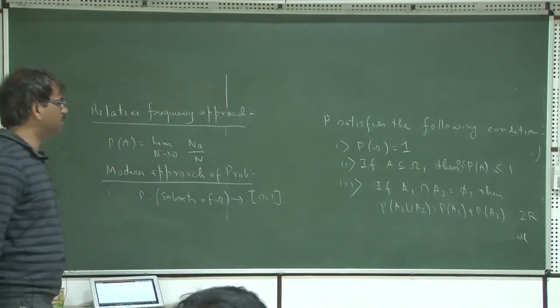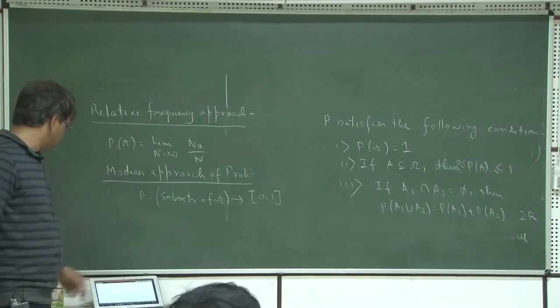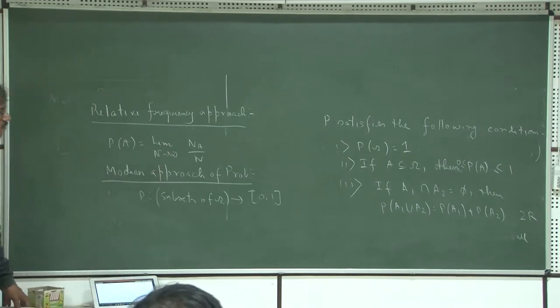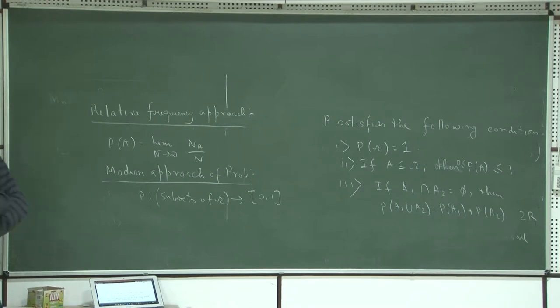So these are the three basic conditions. The third condition can be extended to finitely many sets also. That means if you have A1, A2, A3, up to A10, all disjoint and mutually exclusive, then the probability of the union can be written as the sum of the probabilities. So if any function satisfies these three conditions, you can think of that as a proper probability function.